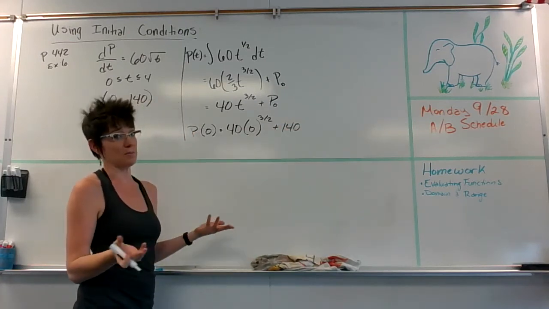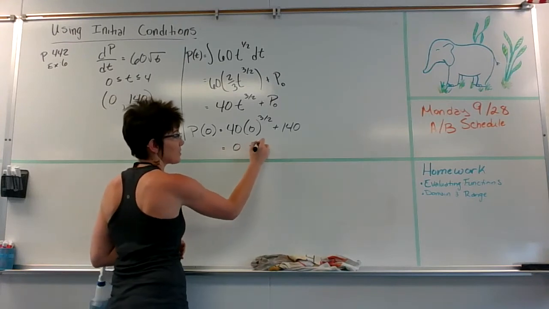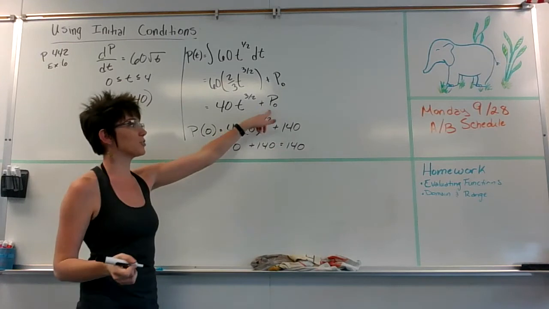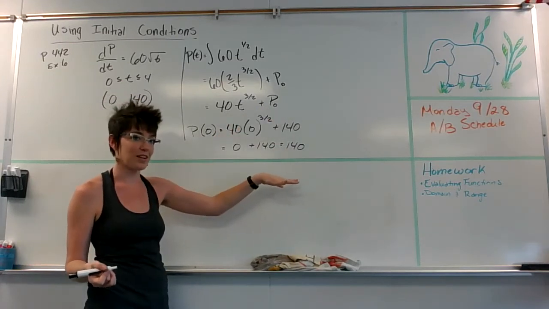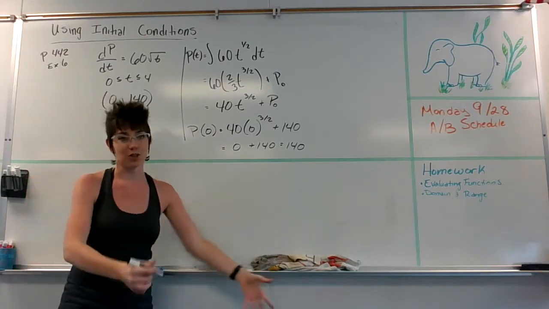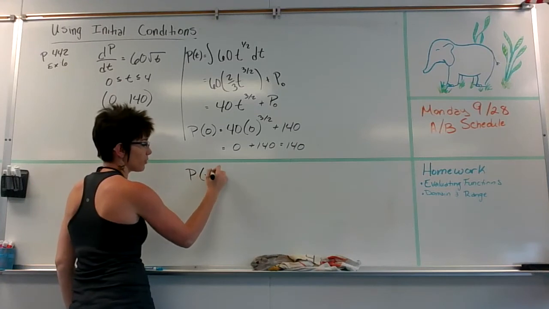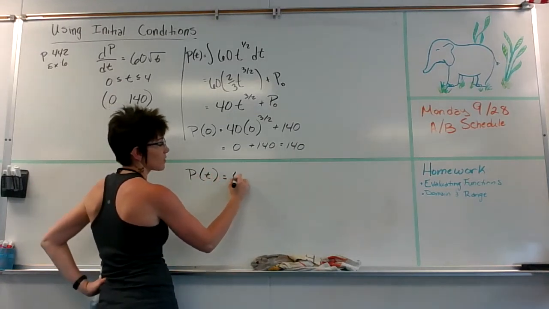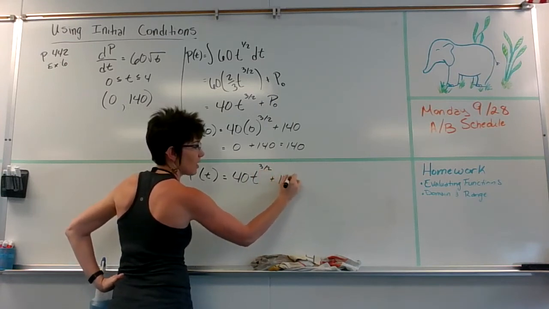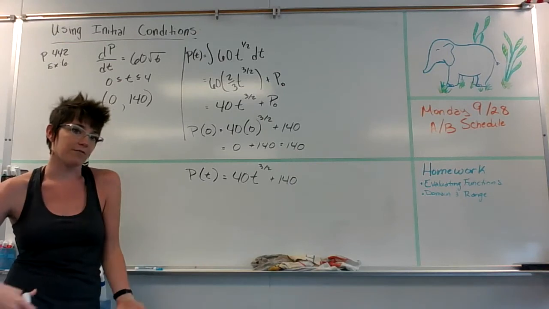And this really becomes a pretty simple problem, because this is just 0 plus 140. And surprise, surprise, that initial population of fish was just 140. So I didn't really need to go through the algebra of solving it, but I wanted to show you that it would work either way. So my population function with respect to time is going to look like 40 t to the 3/2 power plus 140 fish. And now I need to know how many fish were in there after 4 years.